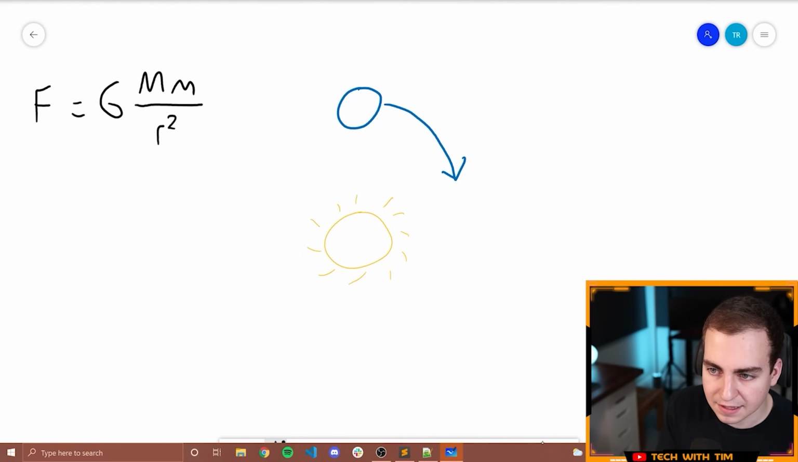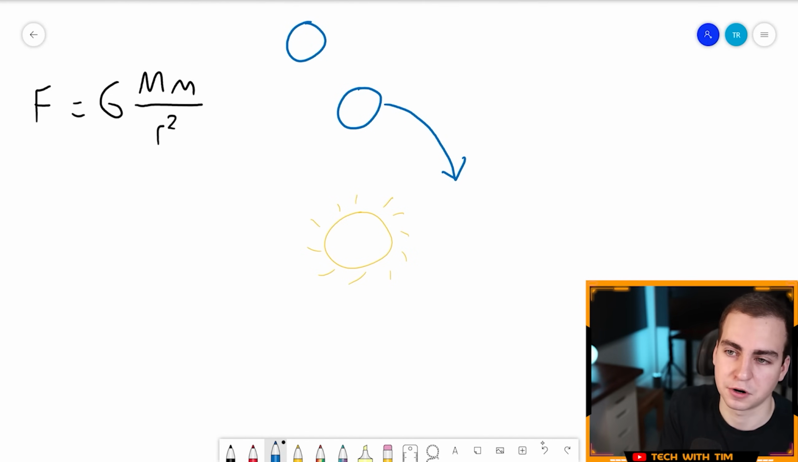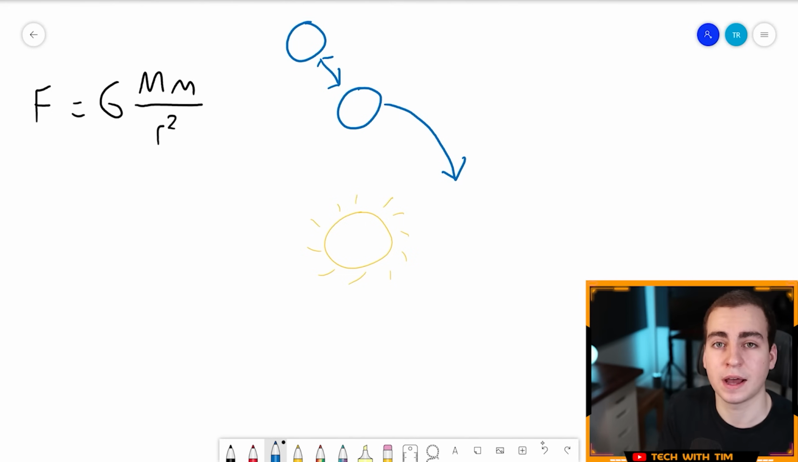Now, the reason I'm saying this is because we have multiple planets that are orbiting around the sun, right? Maybe we have another planet. I know I probably shouldn't have drawn it in blue, but the point is there's a distance between these two planets, and they also have a force of attraction on each other. And that's why you're going to have different orbits and different speeds based on the location of other planets and kind of their orbital trajectory.